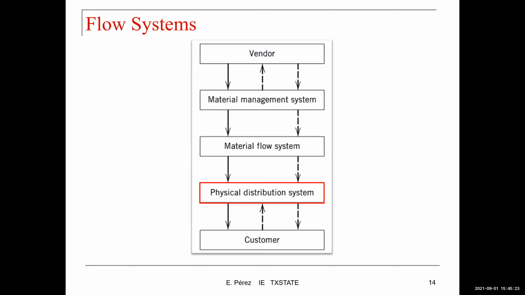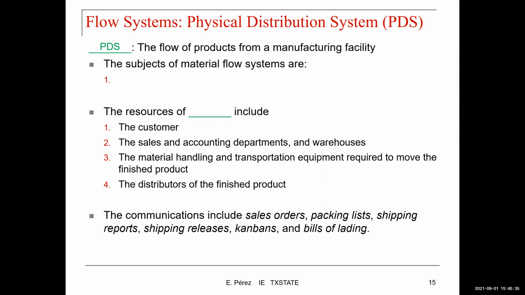The last piece is the physical distribution system. So once we have the product ready, what will happen? We have the physical distribution system. The physical distribution system looks at the flow of product from a manufacturing facility. The subject of material flow systems are the finished goods. Okay, so that's again, once you have completed the process, you have a final product, you are dealing with the finished goods produced by the firm.